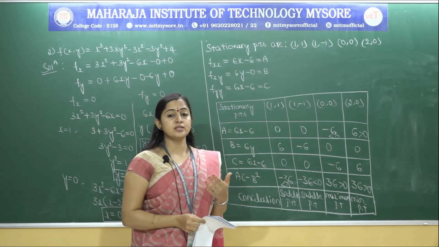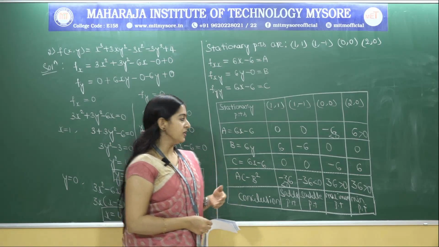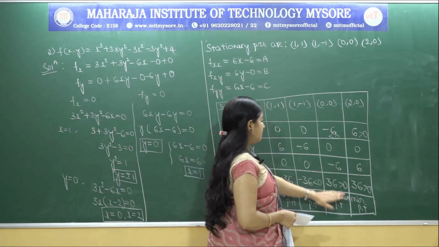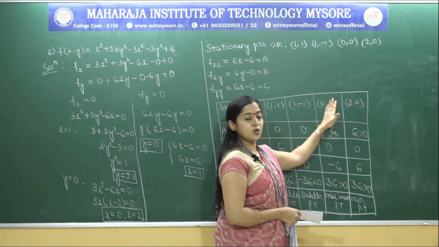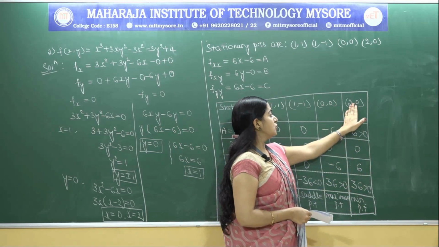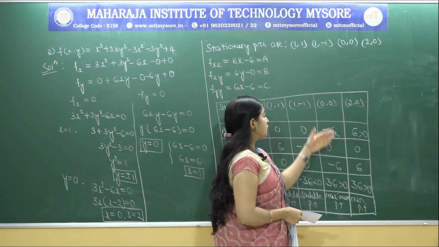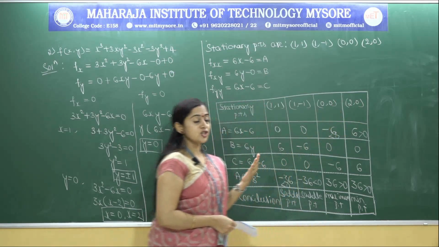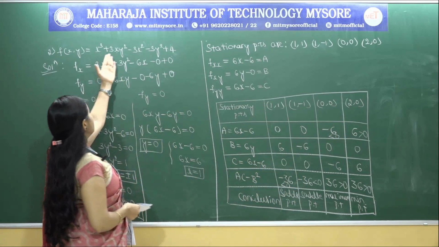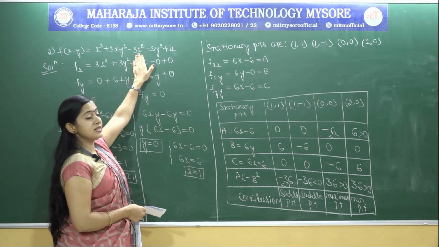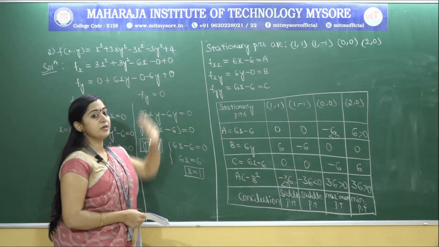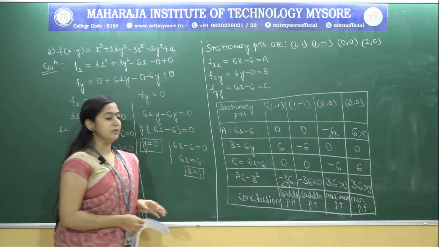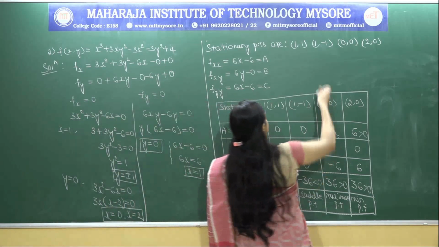Next, you have to find what the maximum and minimum points are. Here the function is maximum at the stationary point (0, 0) and minimum at (2, 0). If you substitute these points into the given function, x cubed plus 3xy squared minus 3x squared minus 3y squared plus 4, you will get the maximum and minimum values. So I'll write it here.